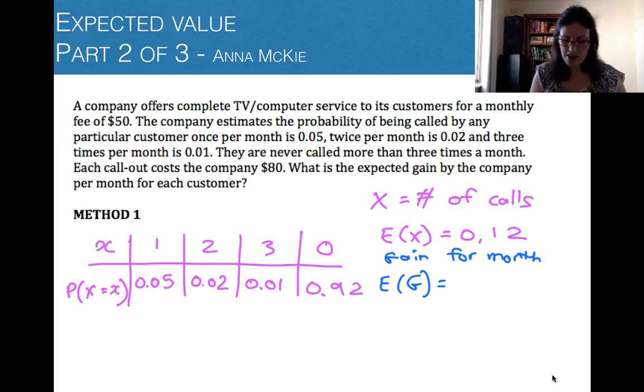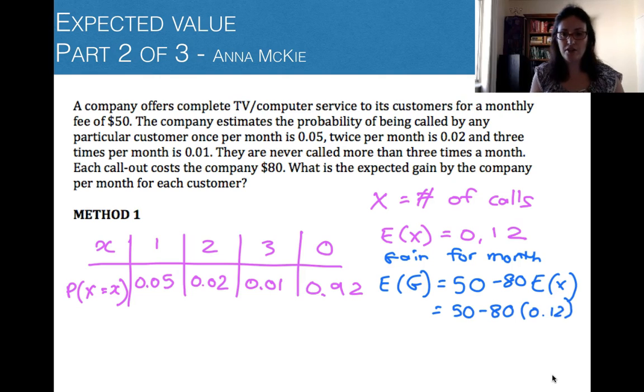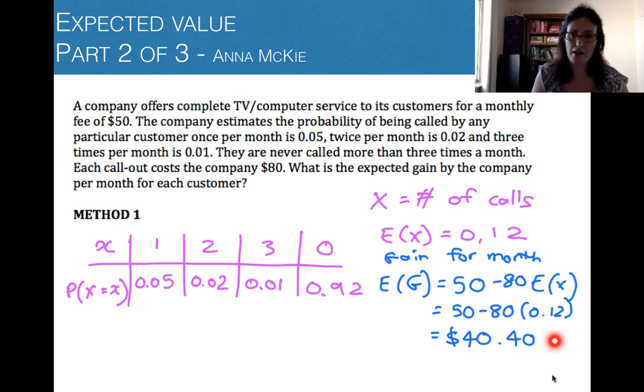is, so we start with the $50 per customer, and then we have to take away the likelihood of being called out. So take away 80 E X. So 50 take away 80 times 0.12, and we calculate that, and we get $40.40. So the company can expect to gain $40.40 per customer each month.